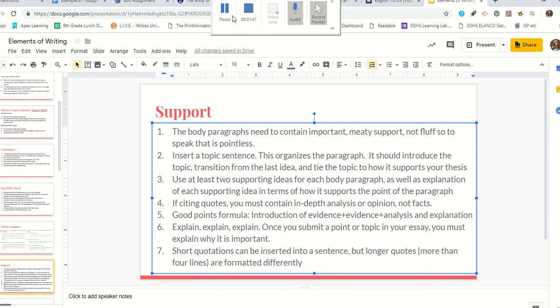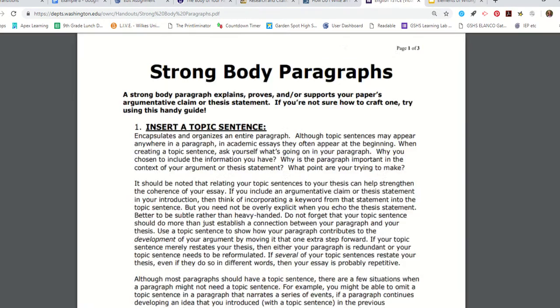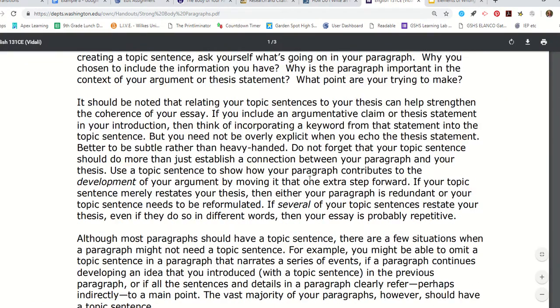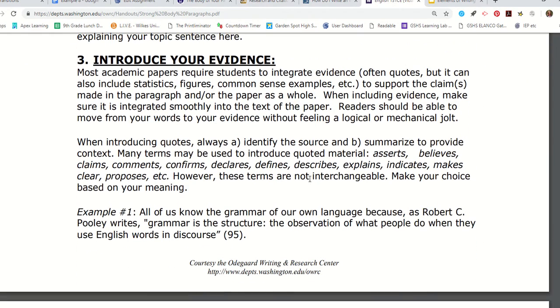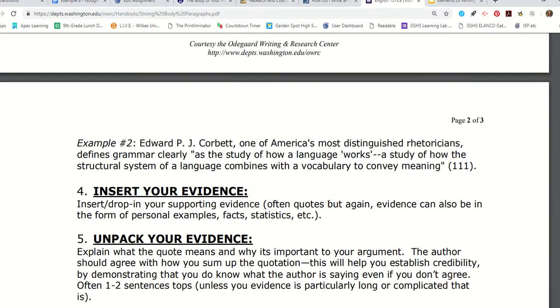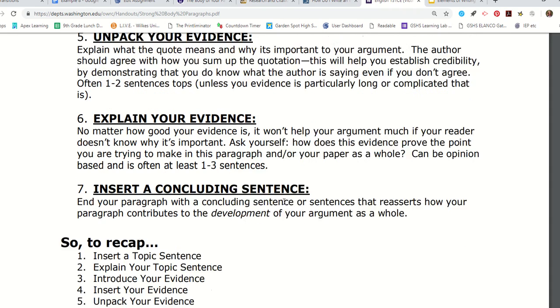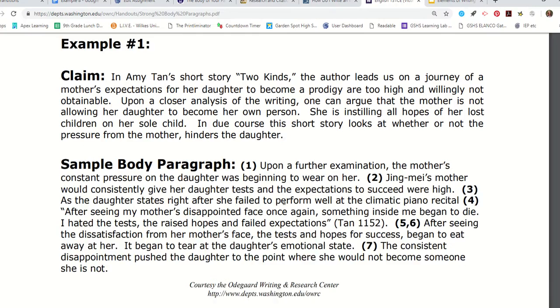Okay. So let's look at some of my links. We talked about a topic sentence, then explain it. You should introduce your facts. So if you have an article that you want to talk about, you can introduce the author and where the article came from. Use the evidence, and then you unpack and explain it. What did that quote mean? What did that fact mean? How does it help prove your point?